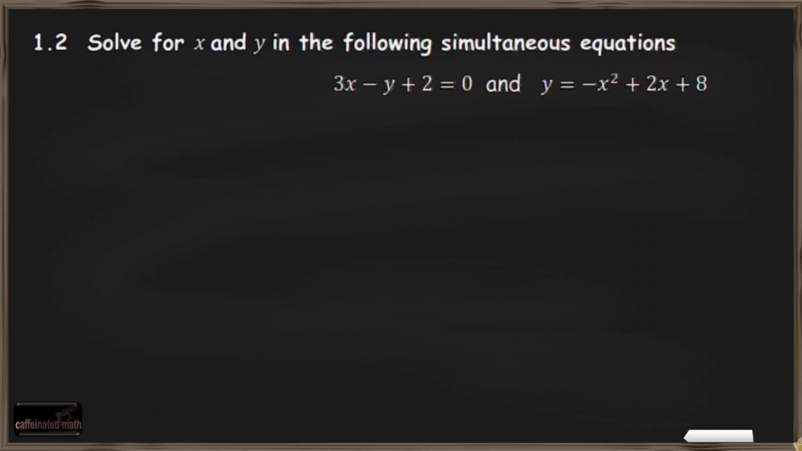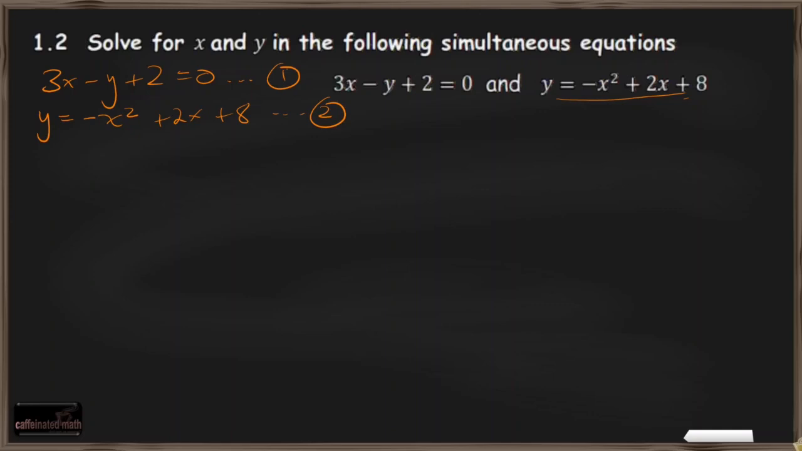And now we have some simultaneous equations. Always our first step will be to label after rewriting. Let's see what I mean by that. So that's equal to 0, and we apply the label 1. And then for this equation we have y being equal to minus x squared plus 2x plus 8. That's obviously going to get labeled as number 2.